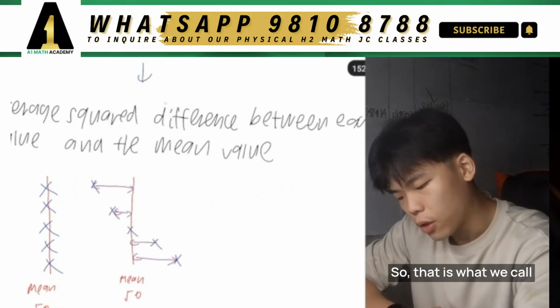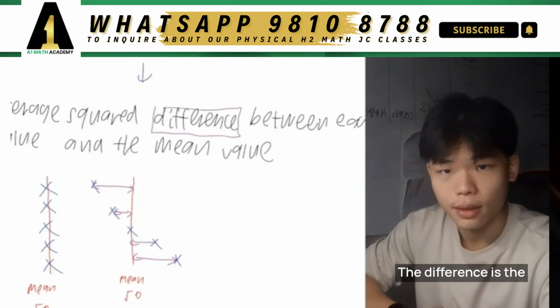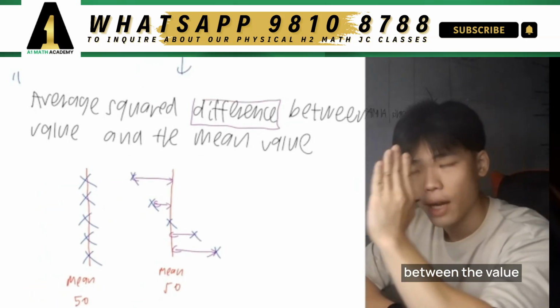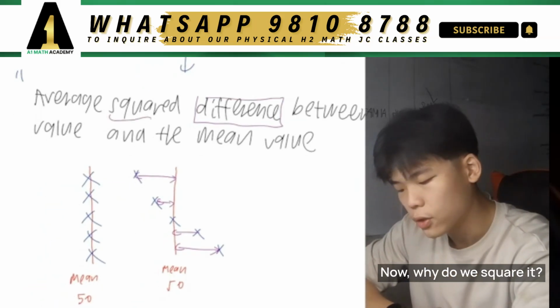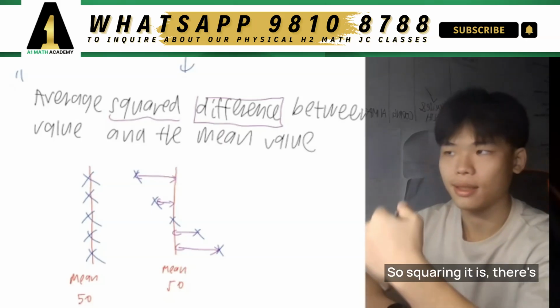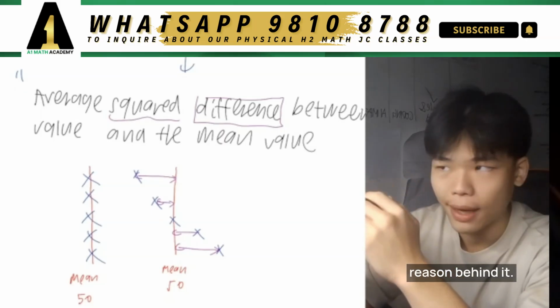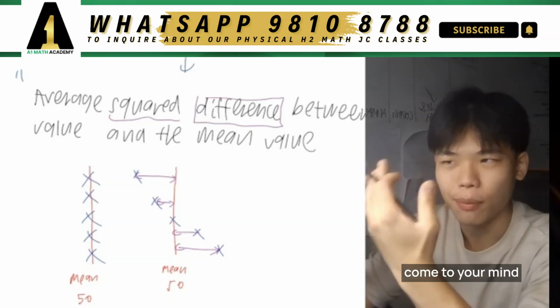So that is what we call the difference, right? The difference is basically the distance between the value and the mean value. Now, why do we square it? Squaring it, there's actually no logical reason behind it. Okay, I mean, there is a logical reason, but it won't come to your mind straight away.